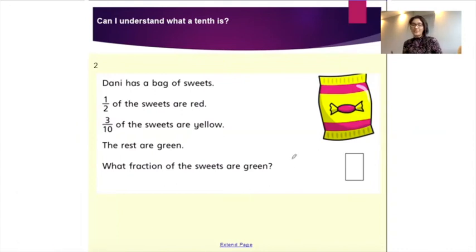So half of the sweets are red. 3/10 of the sweets are yellow. The rest are green. What fraction of the sweets are green? If you said 2/10 of the sweets are green, you are correct.